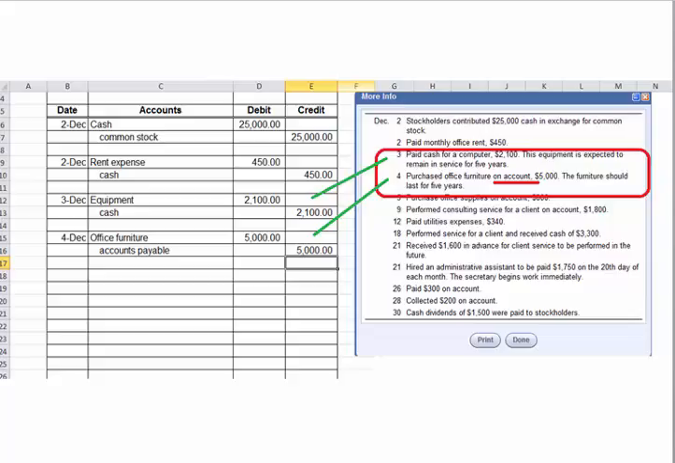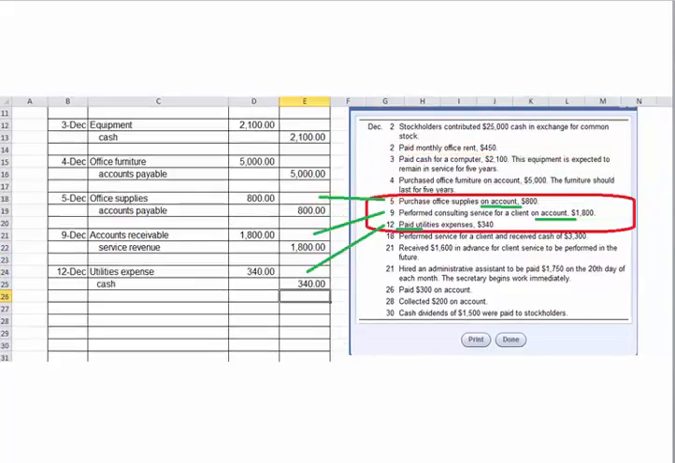On 12/4, we purchased office furniture on account. You remember that on account means we did not pay cash, we charged it. So our entry is a debit to the office furniture account and a credit to accounts payable. Accounts payable is a liability account, and we credit liability accounts to increase them.